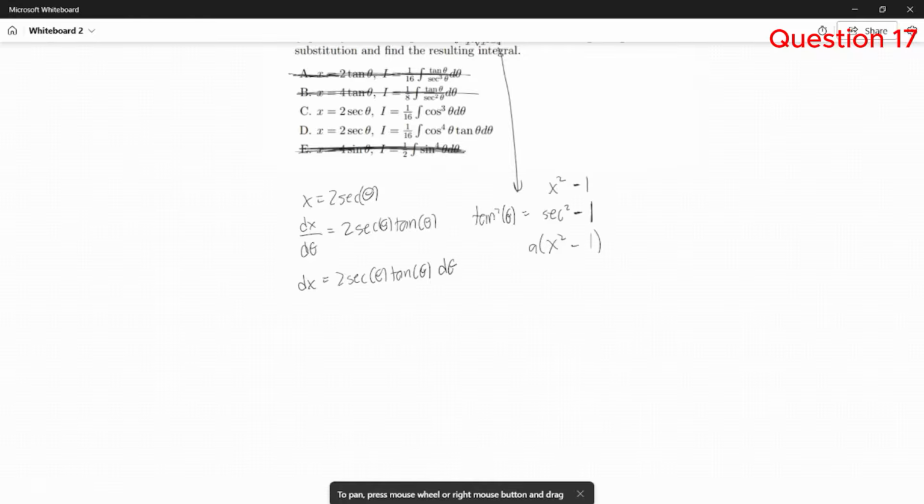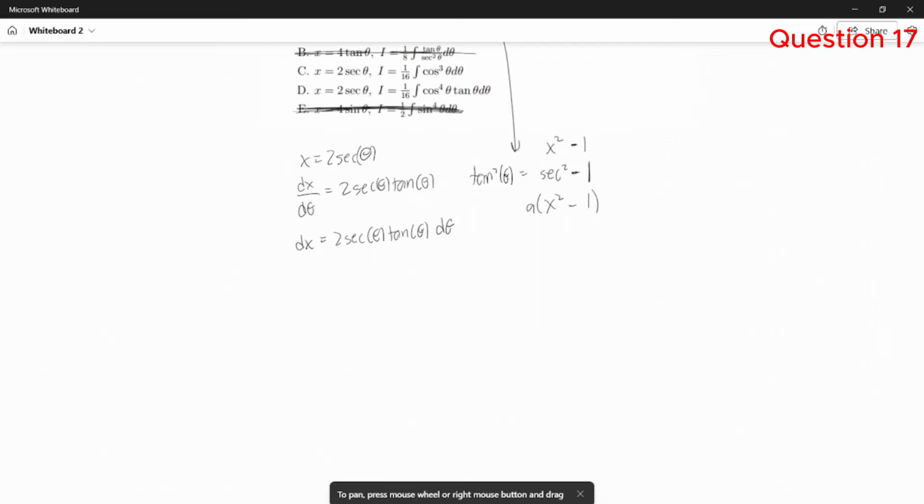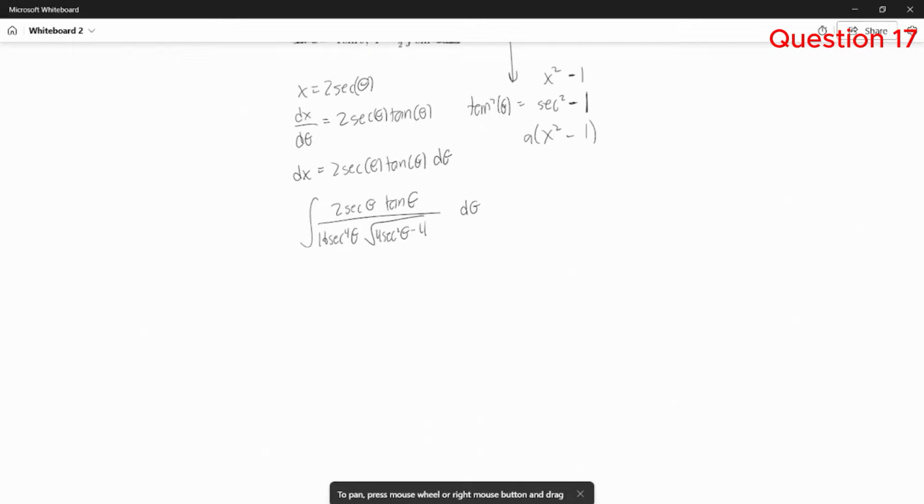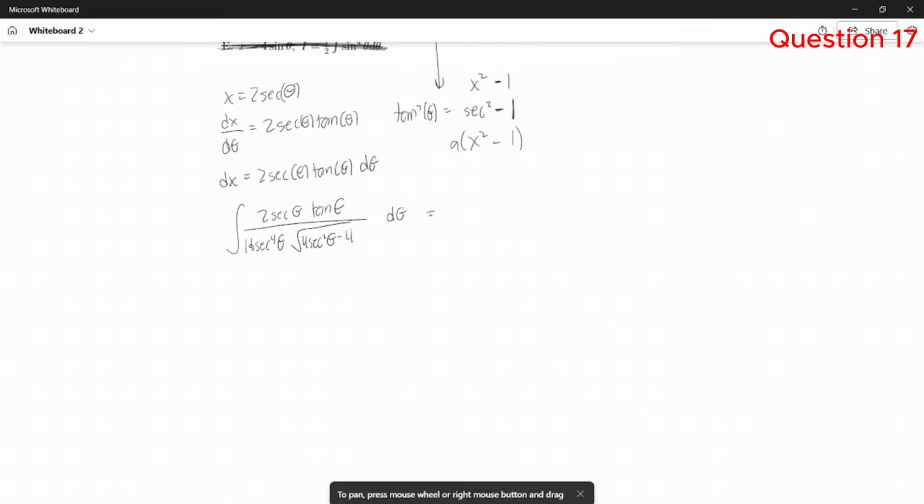And now all that's left to do is plug everything in. Our integral here turns into 2 secant theta tan theta d theta at the end over 16 secant to the 4th theta. In the square root, we have 4 secant squared theta minus 4. And you may already see how we can get rid of the square root.